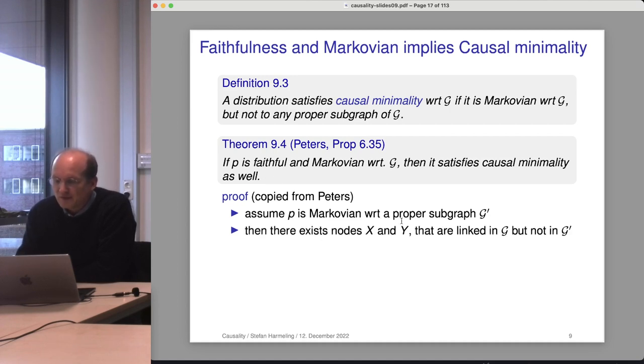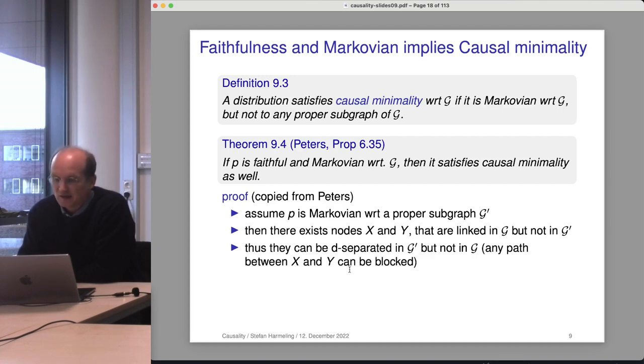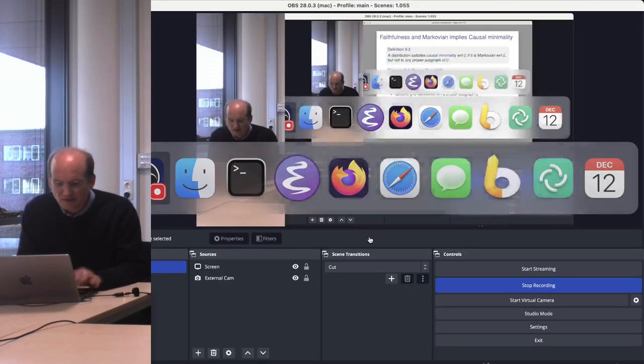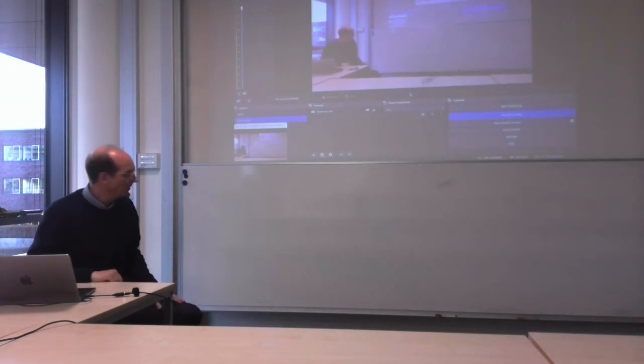So if it's Markovian with respect to a proper subgraph, there must exist nodes X and Y that are linked in G but not in G prime. Okay, so if it's a subgraph, there must be one edge that I omitted. And curiously, if I have two nodes in a graph that don't have a direct link, I can always find a blocking set. Let's see why that's the case, and let's use the board again.